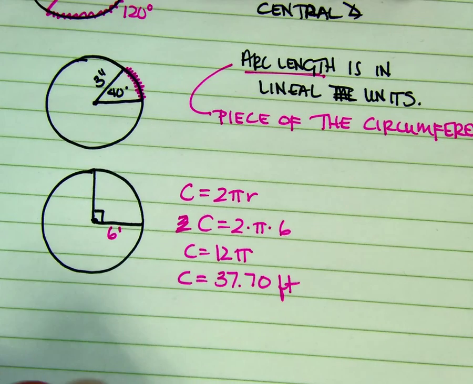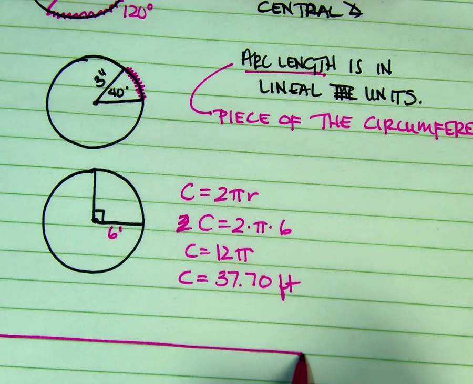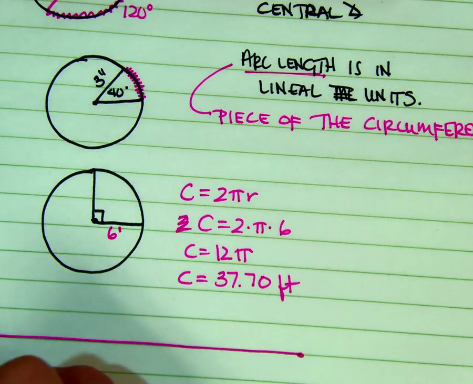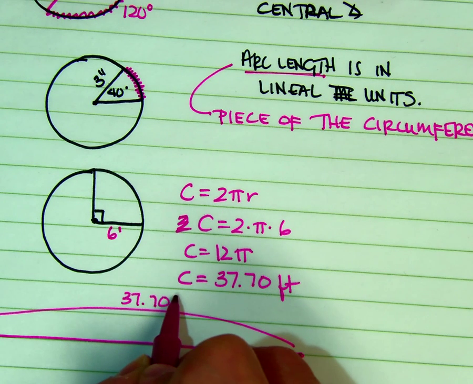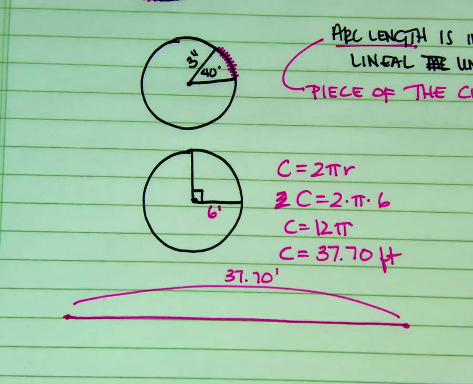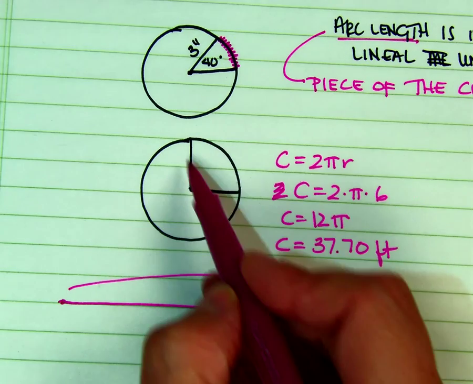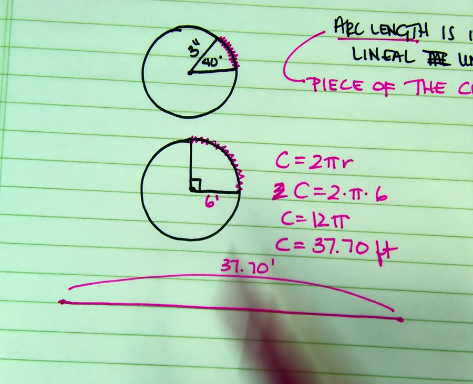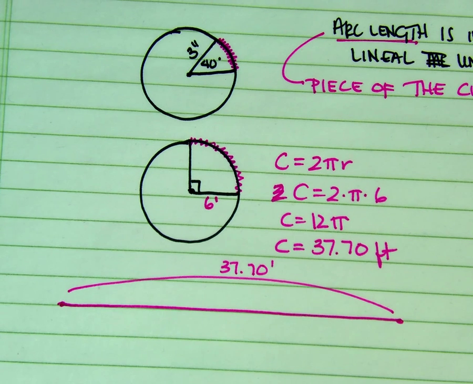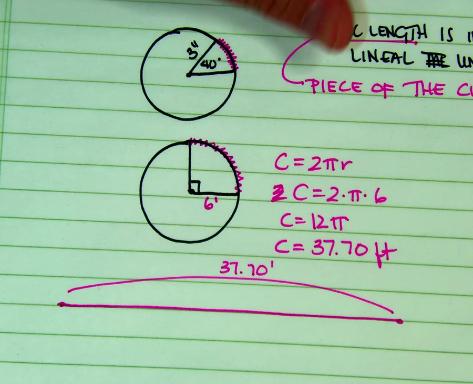So think about if I were to take like a piece of yarn and wrap it all the way around the circle, and let's say that this is 37.70 feet of yarn. I don't want all of the yarn, I want this much of it. So a lot of people will see that as a quarter. So I'm looking for a quarter of it or a fourth of it.